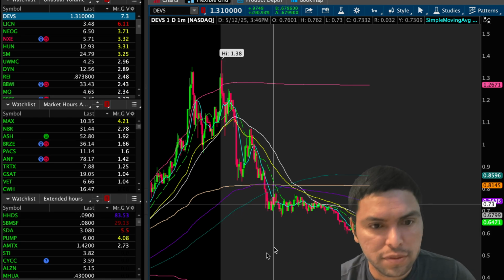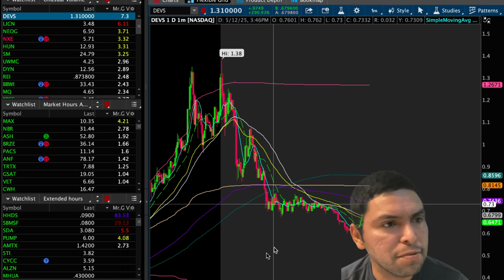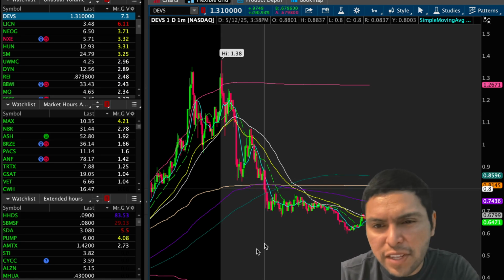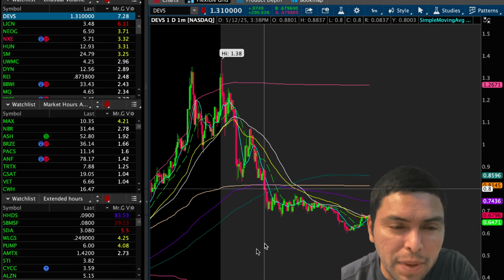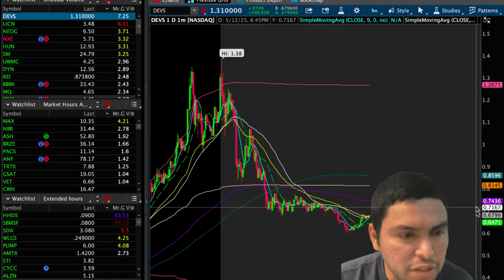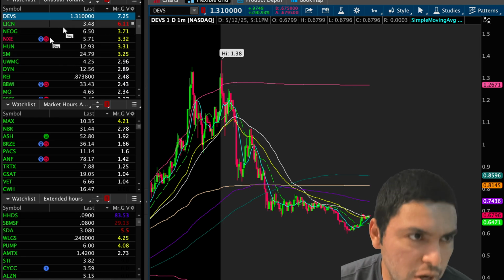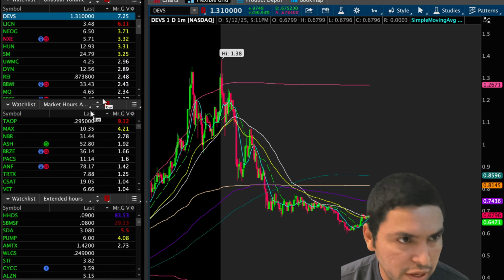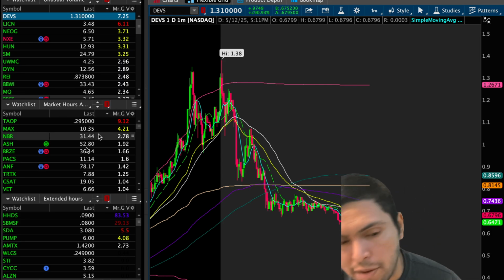Today I'm going to show you the easiest way to play small caps in after hours and pre-market. This is the easiest way and the best way, in my opinion. First of all, you need to open up your watchlist. For me, I have a momentum watchlist. It tells me what stocks are moving in after hours and in market hours.